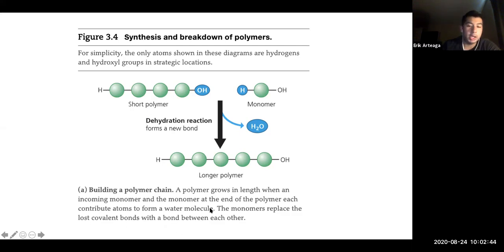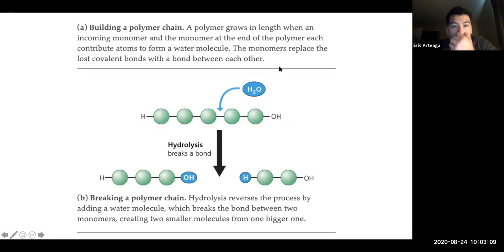Building a polymer chain, a polymer grows in length when an incoming monomer and the monomer at the end of the polymer each contribute atoms to form a water molecule, right? The hydroxyl and the hydrogen group. The monomers replace the lost covalent bonds with a bond between each other, okay? So the removal of the water allows for the addition of this single monomer, okay?